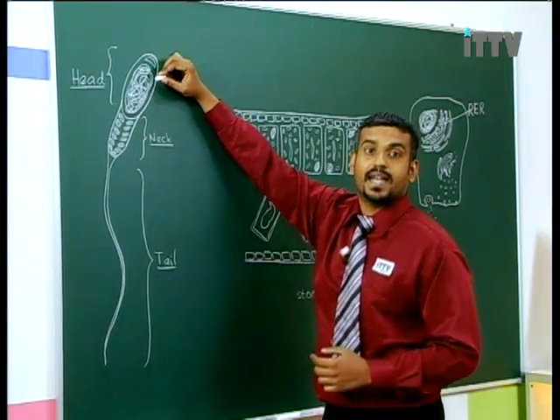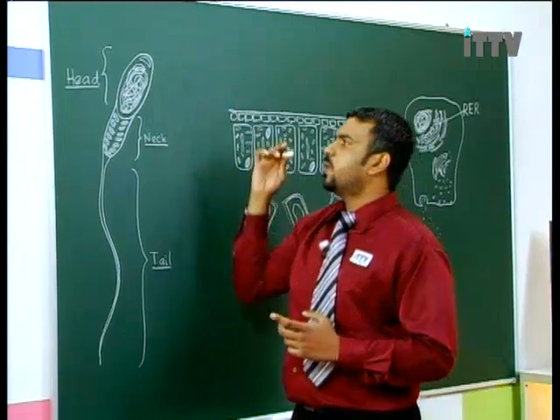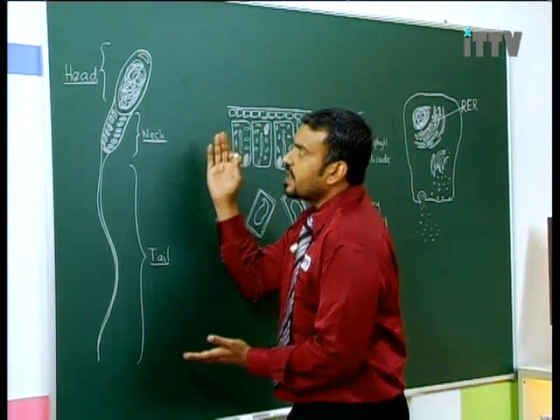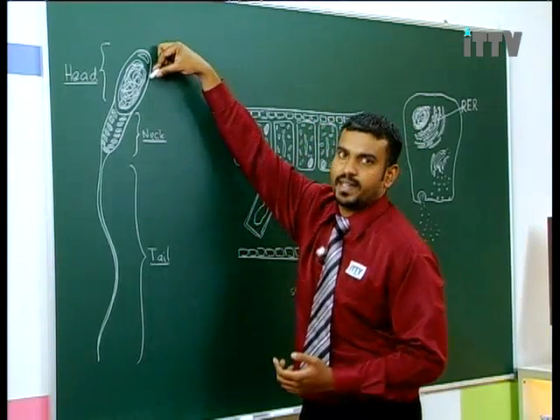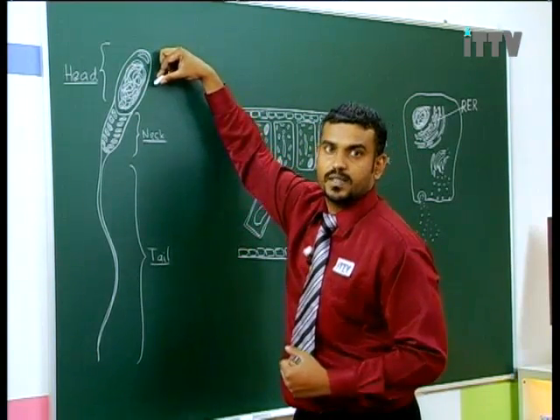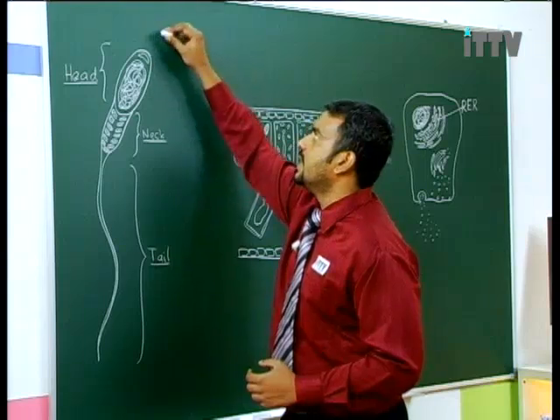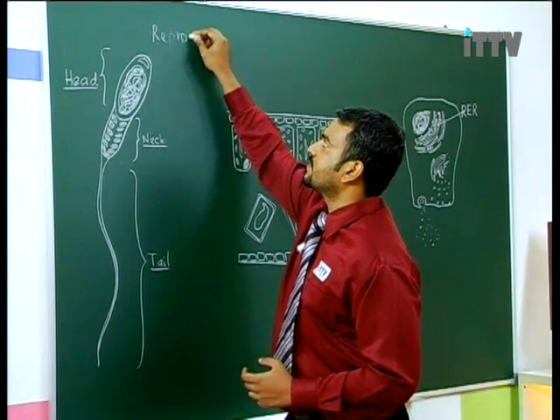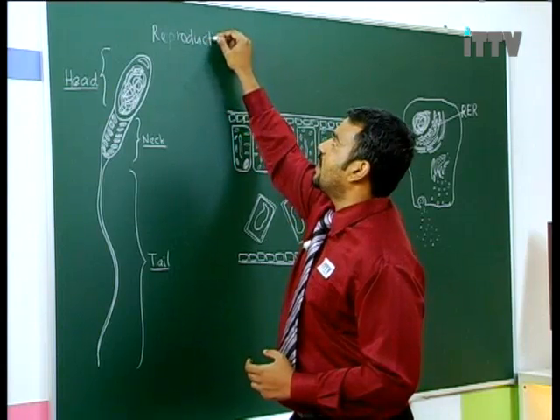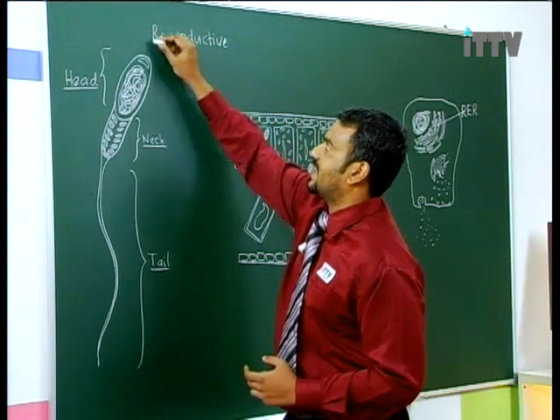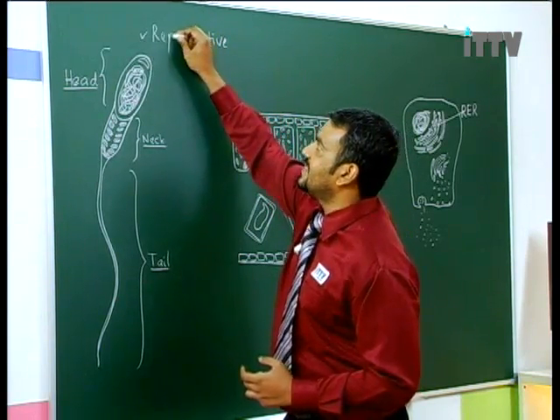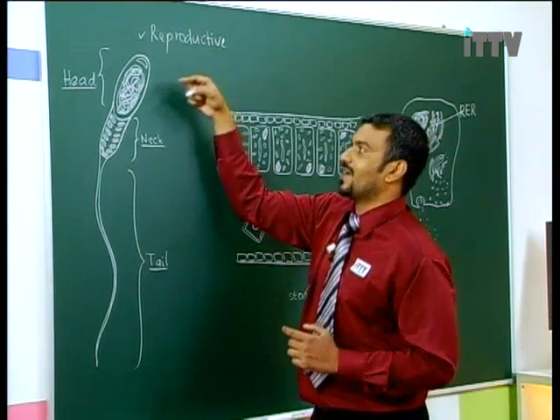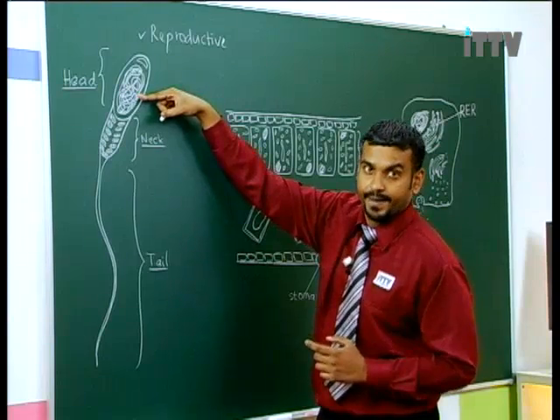Still remember what was the function of the chromatin? Correct. Carry genetic information. Now, where on earth can I find a cell which has the majority of its mass comprising chromatin? What kind of a cell can have this? The cell has got to be a reproductive cell, correct? Now, this is my first guess. I think that this is a reproductive cell. Why do I think that? Because of the amount of chromatin that I find in it.